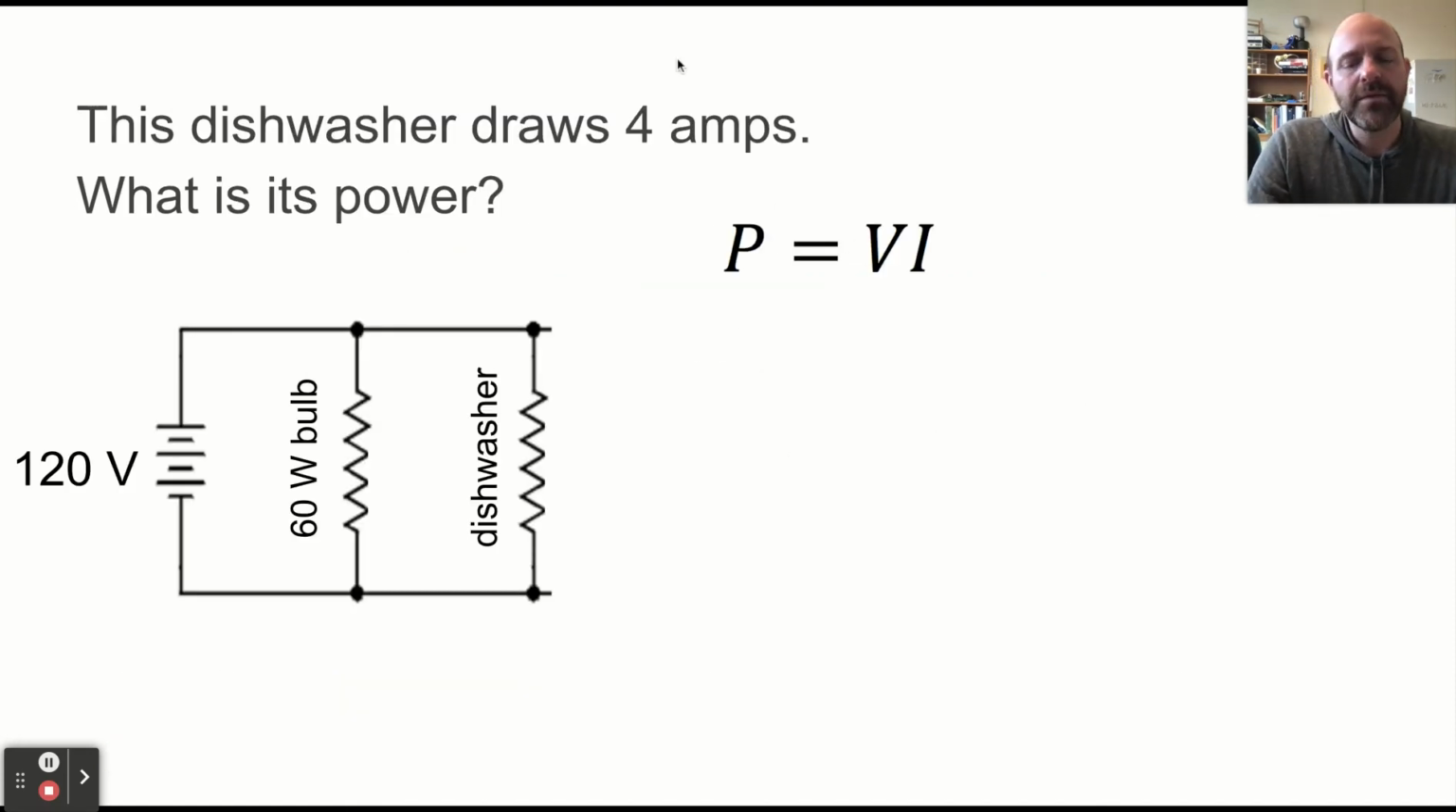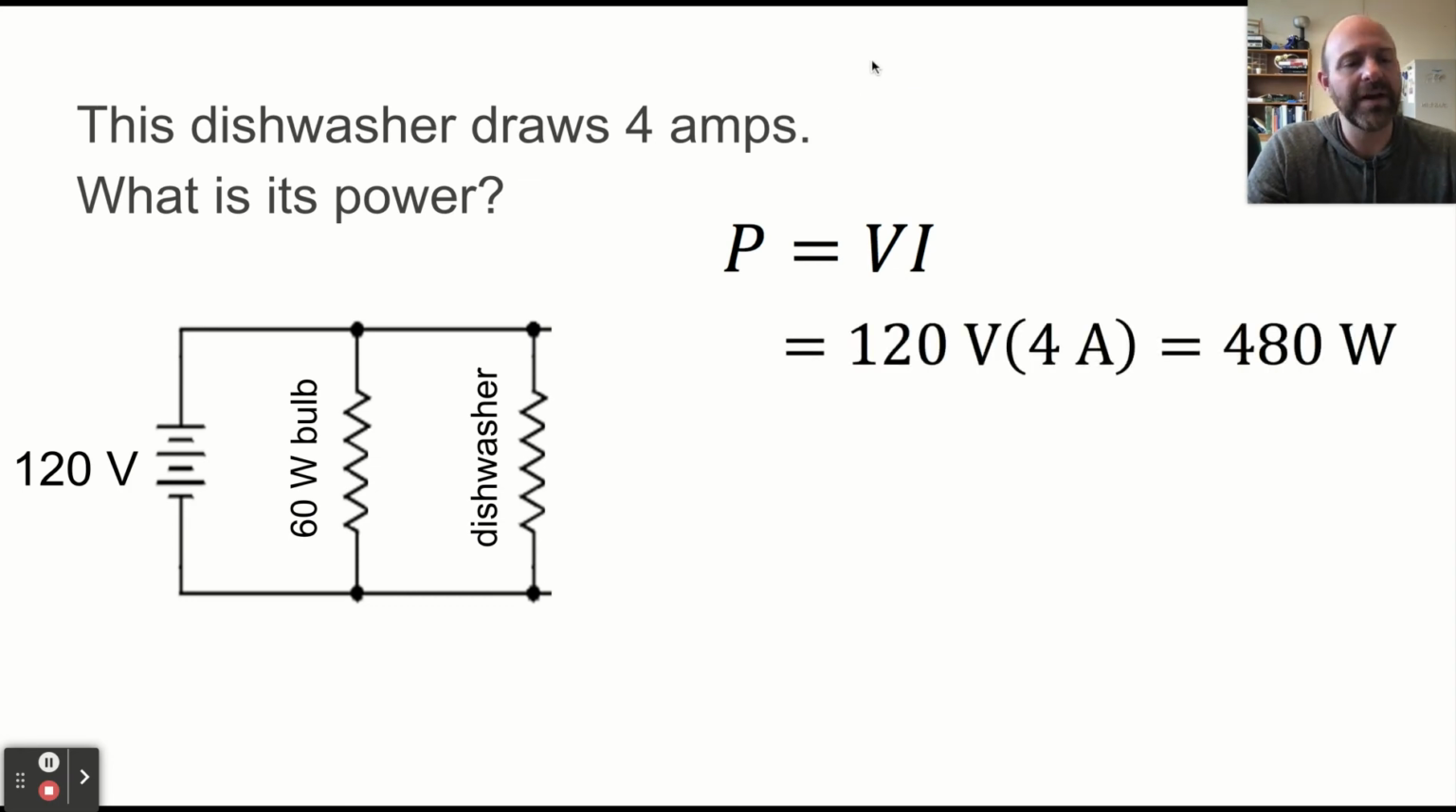So if we imagine a situation like this, maybe there's a 60-watt bulb on in the kitchen and a dishwasher, and we are told that the dishwasher draws 4 amps when connected to this 120-volt circuit. We find that it has a 480-watt power draw. That means 480 joules every second while it's running.